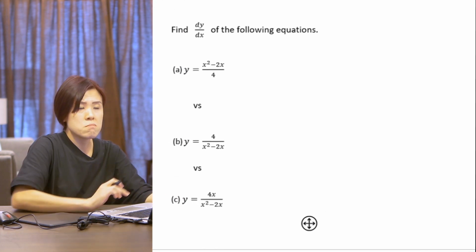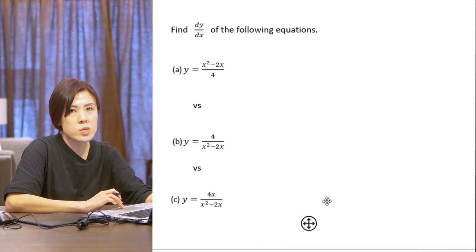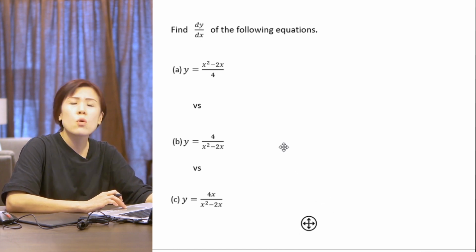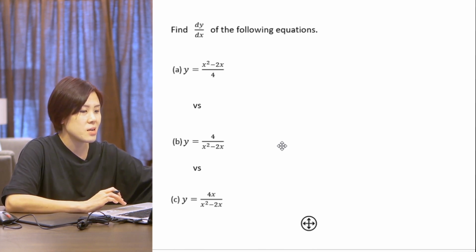Okay, and most of the time when students see these equations, they would think of using the quotient rule. But is the quotient rule the only way? Is there another, much easier way? Let's start with the first equation.